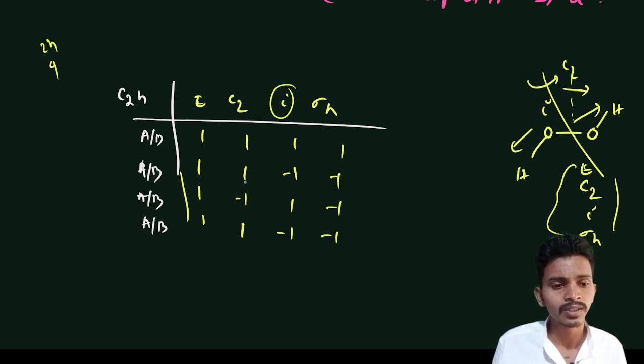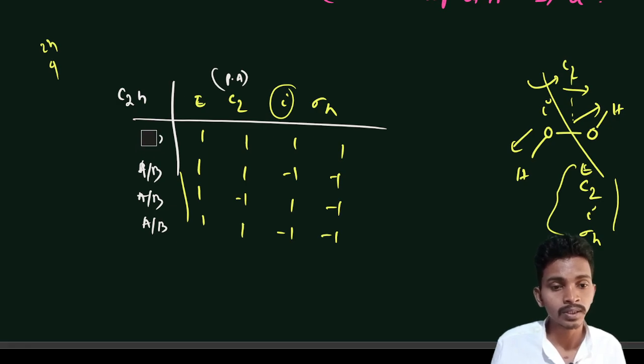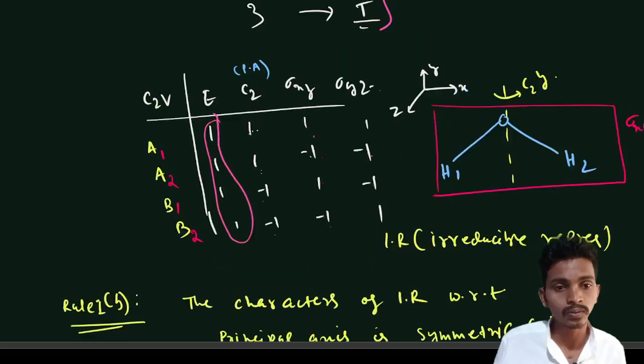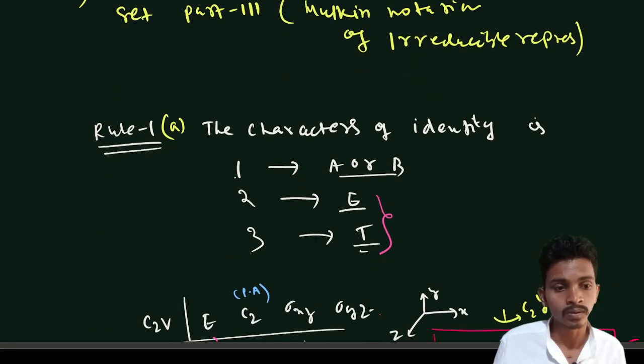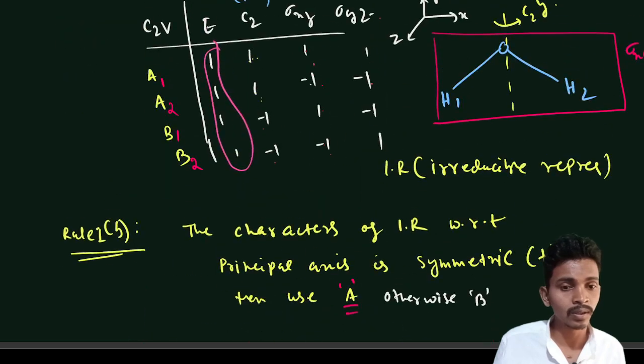If C2 is principal axis, this is principal axis, if principal axis is 1, then always what? What does rule 2 say? So rule 1 is this, and rule 1B says that if the character of the irreducible representation with respect to the principal axis is symmetric positive, then use A, otherwise B. Okay.